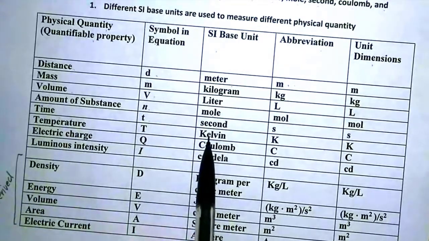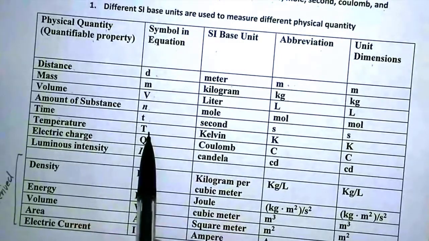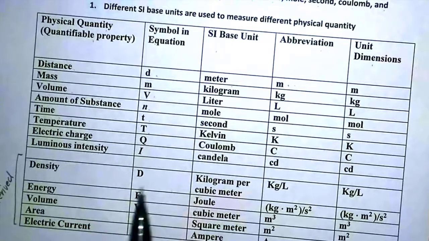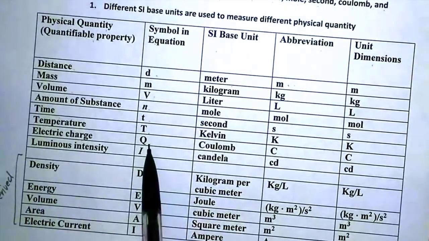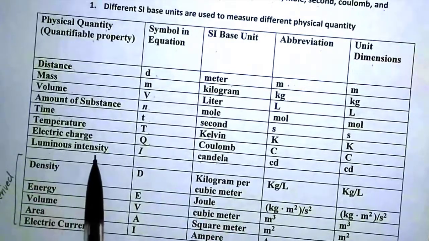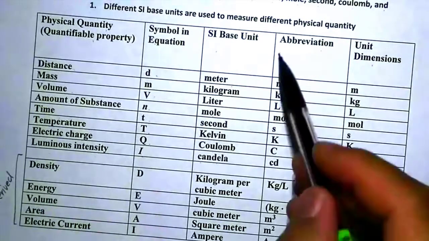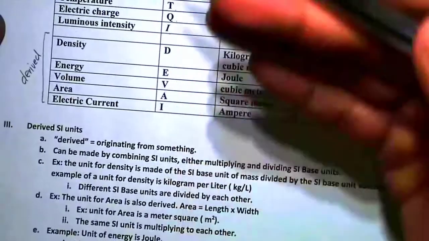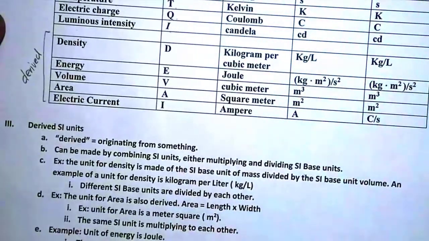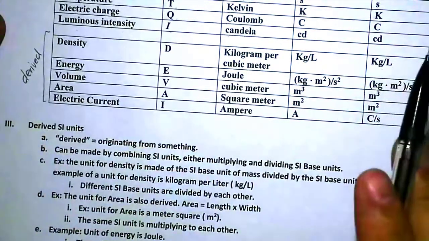Then we have Kelvin used to measure temperature, represented by the capitalized T. Then we have coulomb used to measure electric charge, represented by the uppercase letter Q. Then we have candela used to measure luminous intensity, represented by a capitalized italicized I. And we also have the abbreviation for each of the SI base units. Now let's move down and talk about the derived SI units. If we look at the dimension, we know right away it's something different.